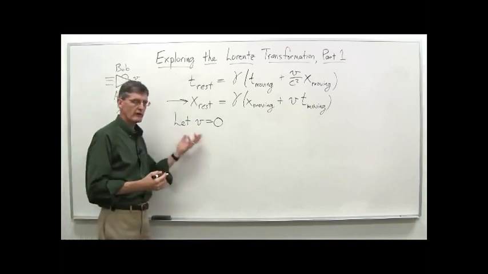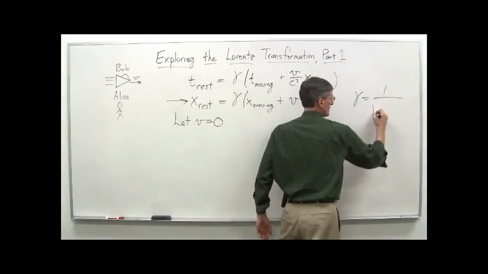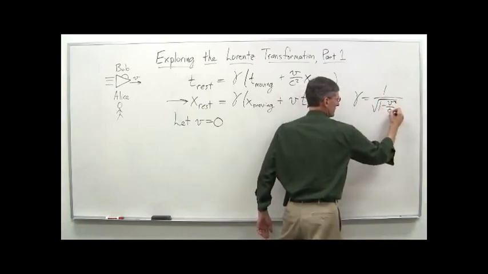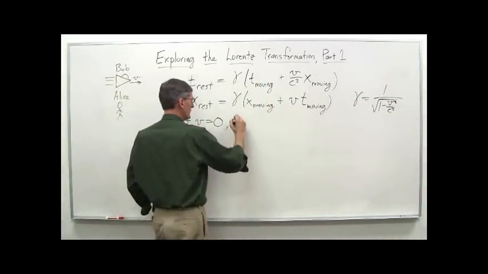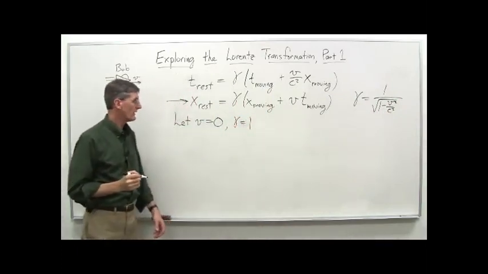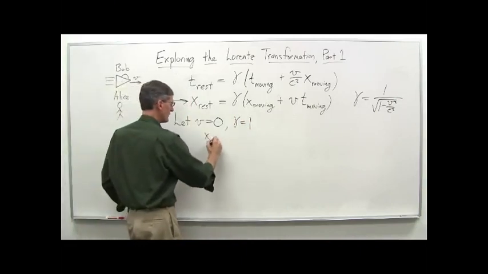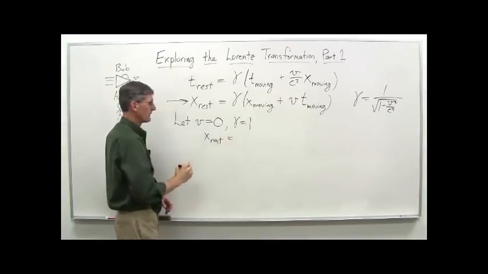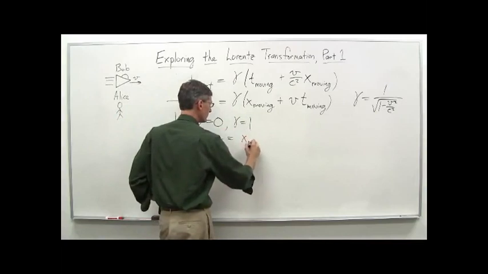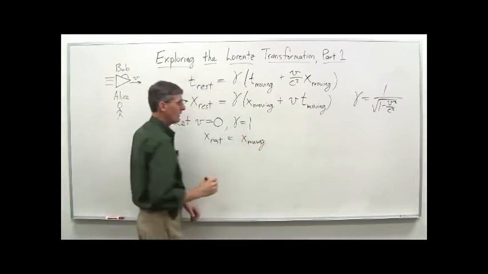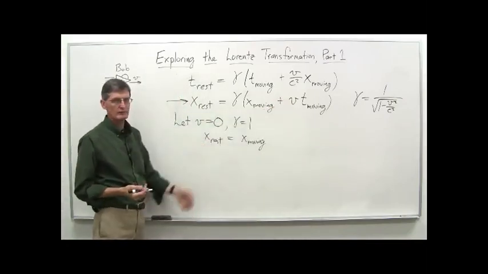Well, if the velocity is 0, then gamma, just to remind ourselves, is 1 over the square root of 1 minus v squared over c squared. So if velocity is 0, gamma is 1. So what does this equation become? We get x rest, Alice's perspective, gamma is 1 here, equals x moving, and v is 0, so this term is 0 as well. So we just get x rest equals x moving.